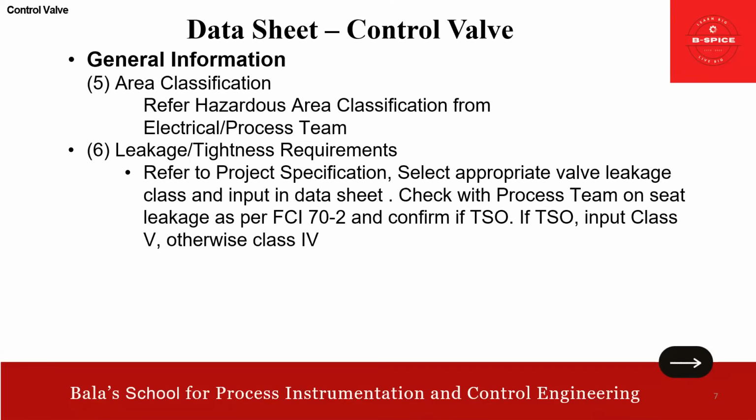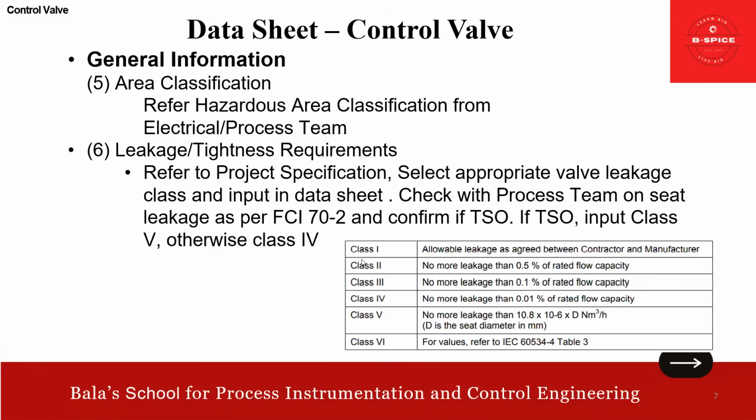So we need to confirm whether there is a tight shut-off requirement. If it is tight shut-off, we call it TSO, then we should put it as class 5. Otherwise, it falls under class 4. Okay, friends? Hope it is clear.